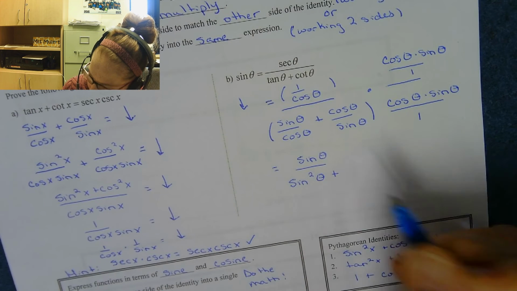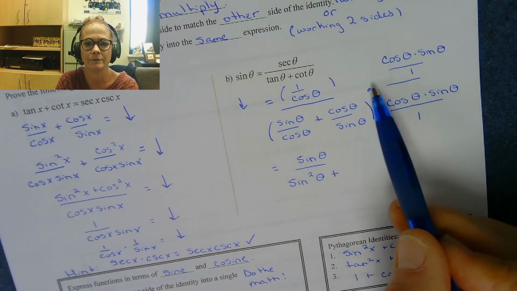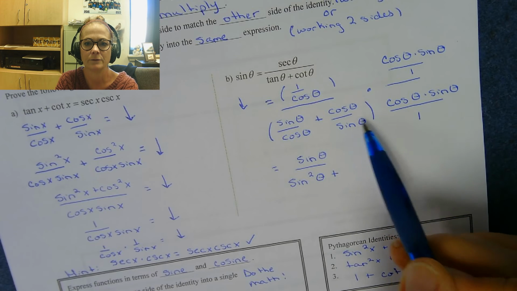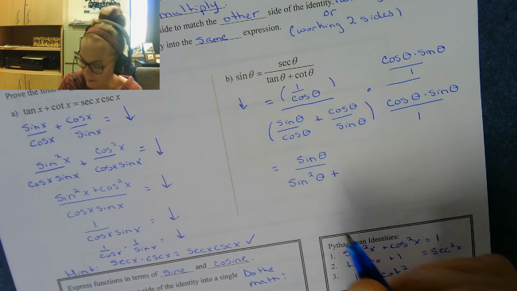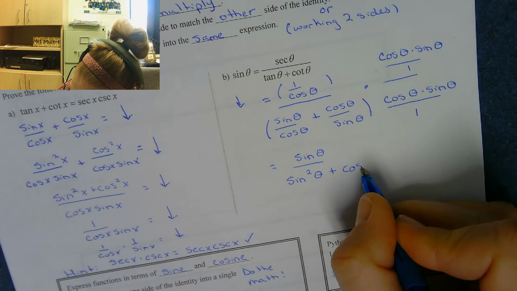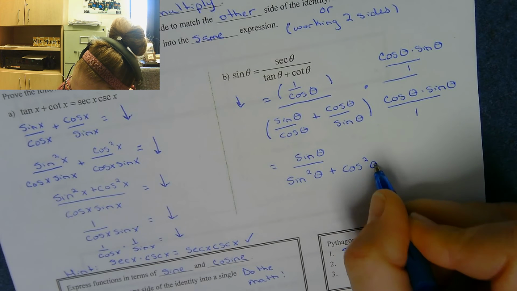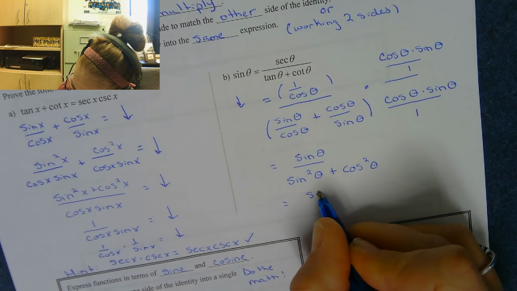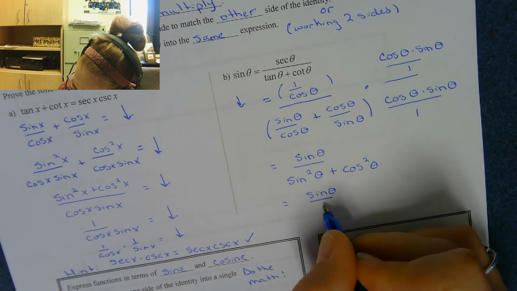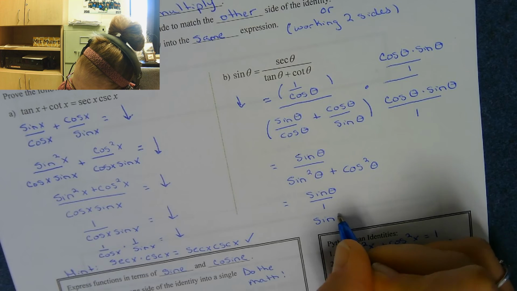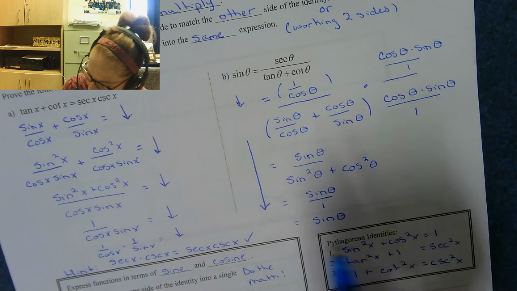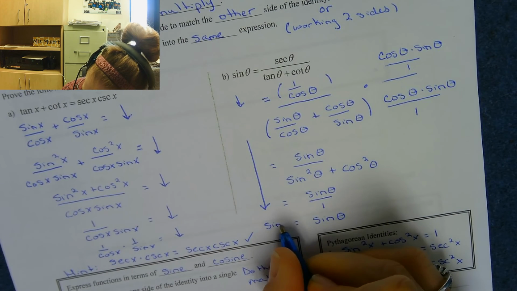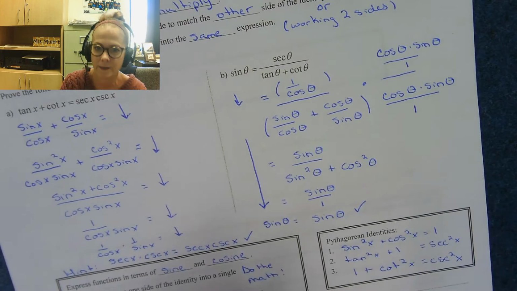You can see where this is going. And then when it distributes here, you can see the sines will cancel, and you'll be left with cosine theta times cosine theta, which is cosine squared of theta, which is a lovely Pythagorean identity of 1, and we have achieved our goal of turning the right side into the left side. Okay, second one proven.